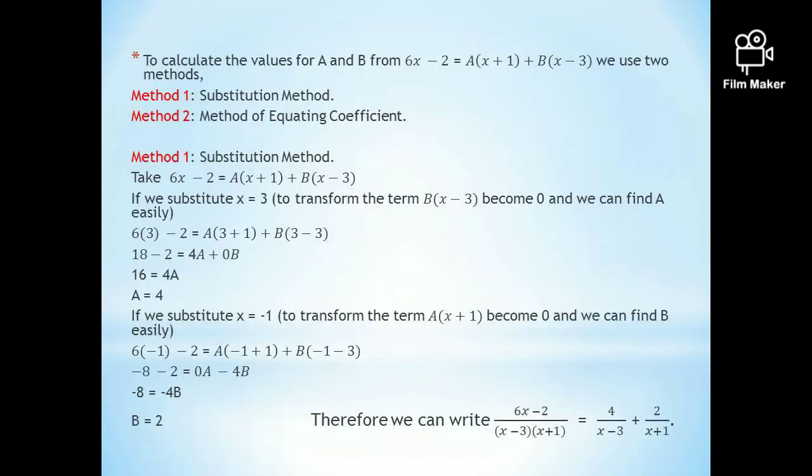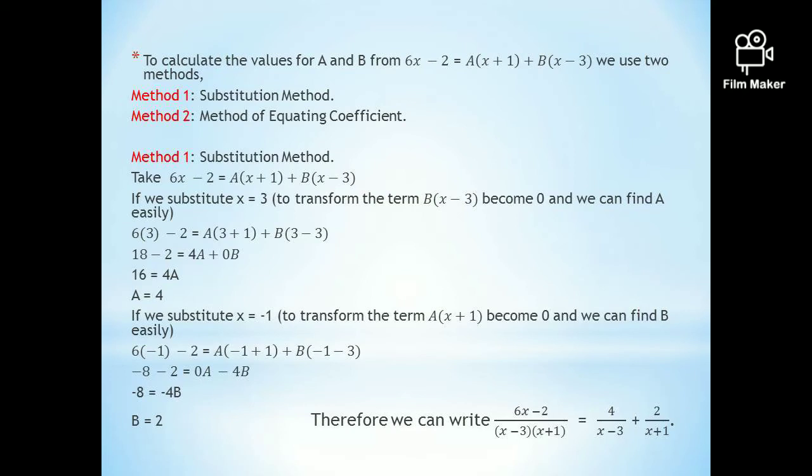Now our objective is to find the values of A and B. To get the values of A and B, we can use two different techniques. The first technique is called the method of substitution. The second technique is called the method of equating coefficients. We will learn both methods to obtain the answers for A and B. First, we will try to understand how to find the values of A and B using the method of substitution.